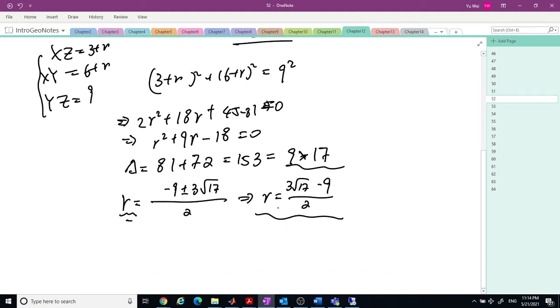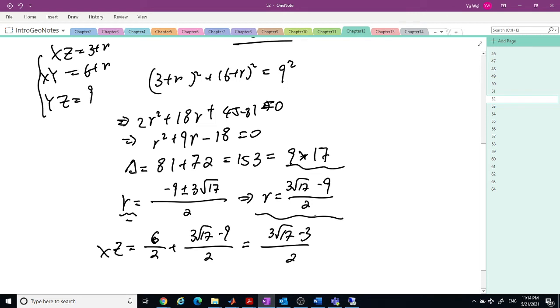Okay, once you get r, then you can solve XZ is equal to 3 plus 2 times (3 root 17 minus 9), then you can get 2 times 3 root 17 minus 3. Okay.